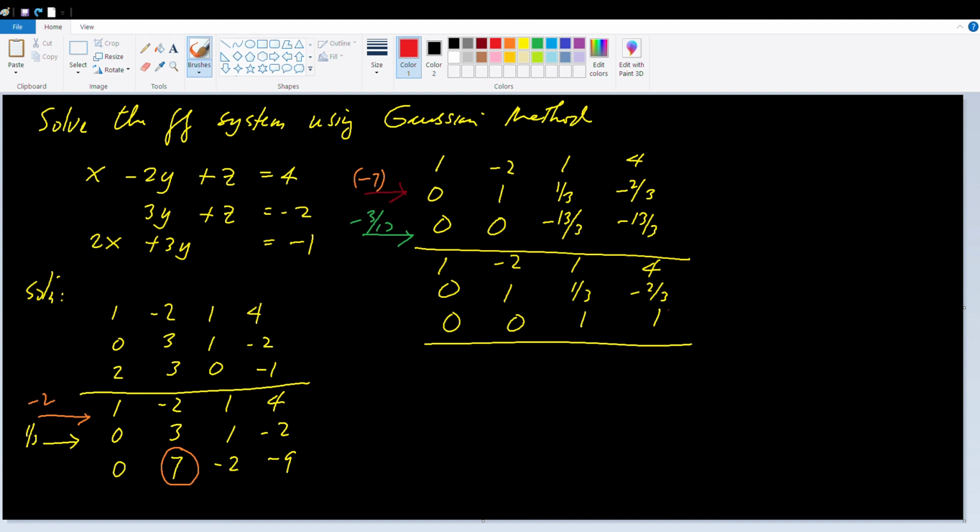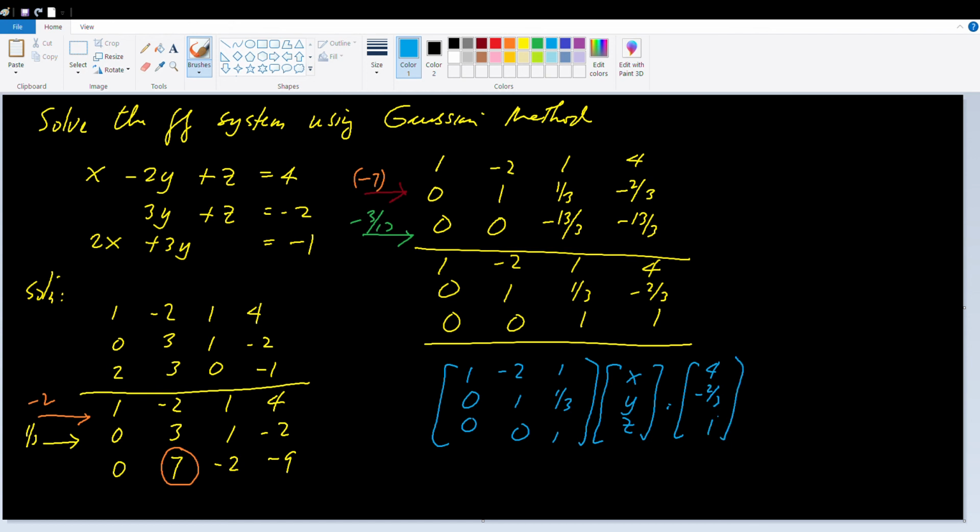So what is the next step? We will write the system corresponding to this matrix. So let us block out the first three columns. 1, -2, 1, 0, 1, 1/3, 0, 0, 1, multiplied to the unknowns. Our unknowns are x, y, and z. And that must equal the last column 4, -2/3, and 1. So we shall rewrite the system.